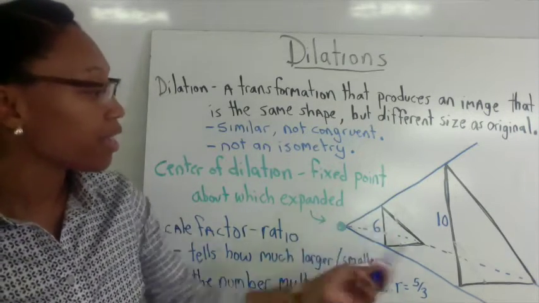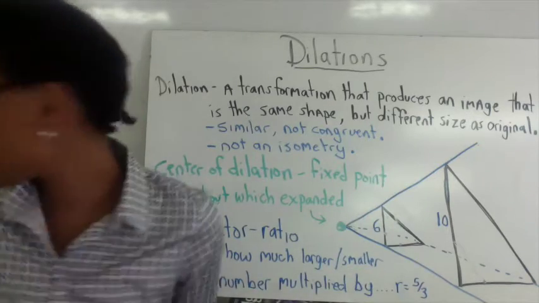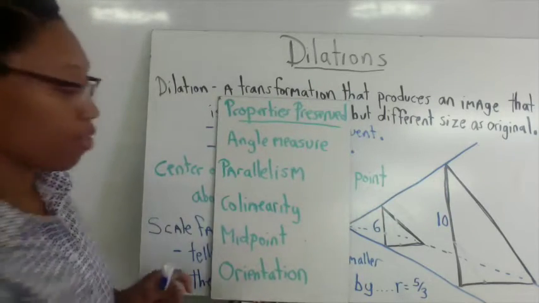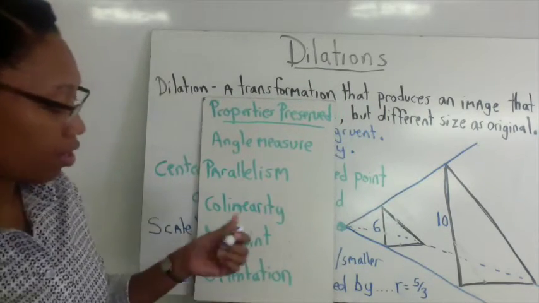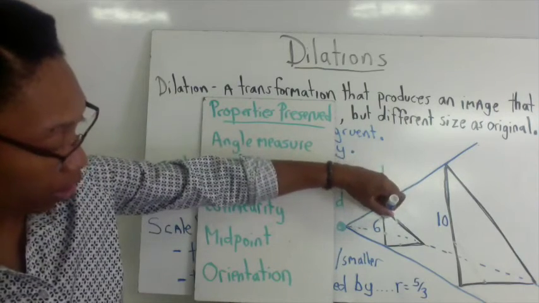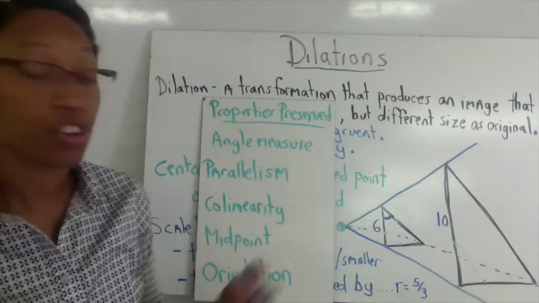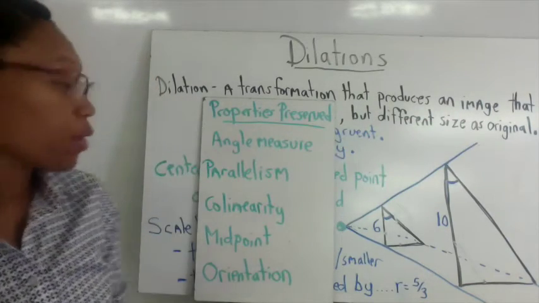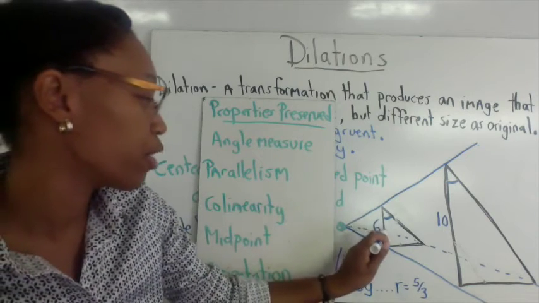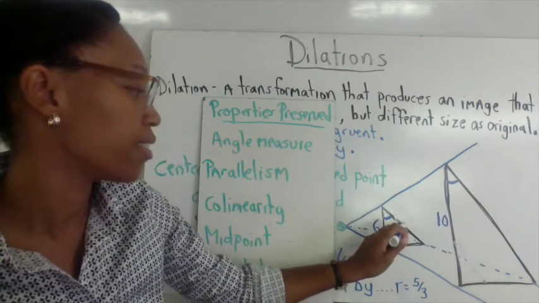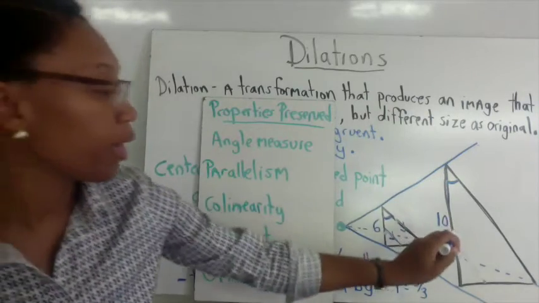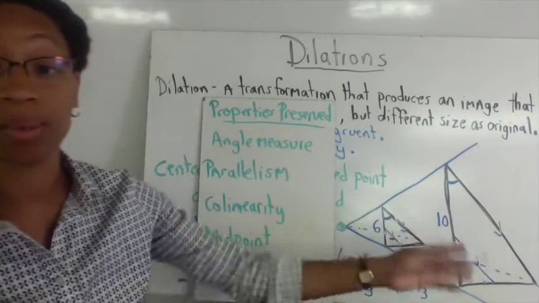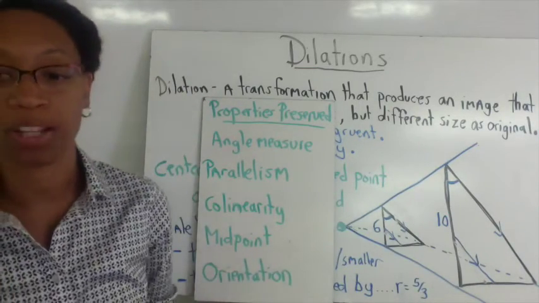Okay, and as we look at this, there are a couple of properties that stay the same. First of all, whatever angles you have in the original triangle, when you make it larger, the angle measures are still the same. That angle would be equal. And if you had lines that were parallel in your original, let's say you had a parallel line inside here, then when you blew it up, that line would still be parallel. Parallelism is a property that's preserved.